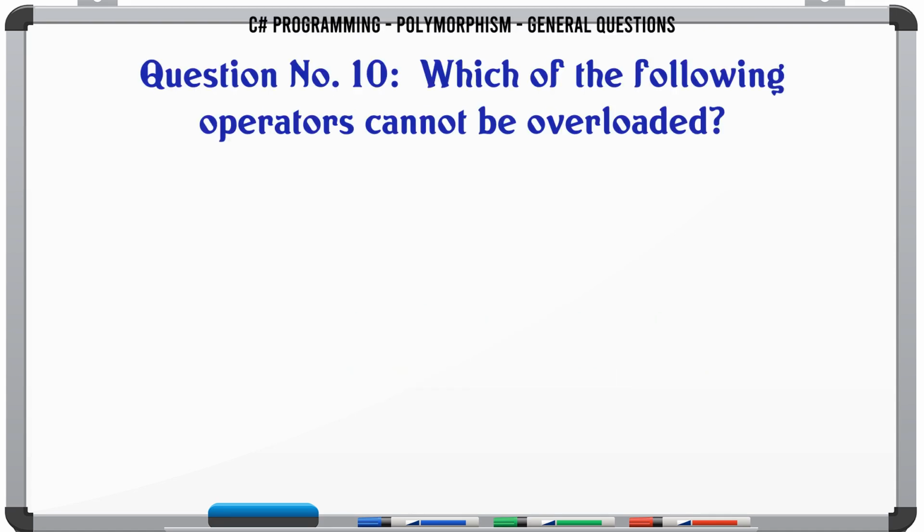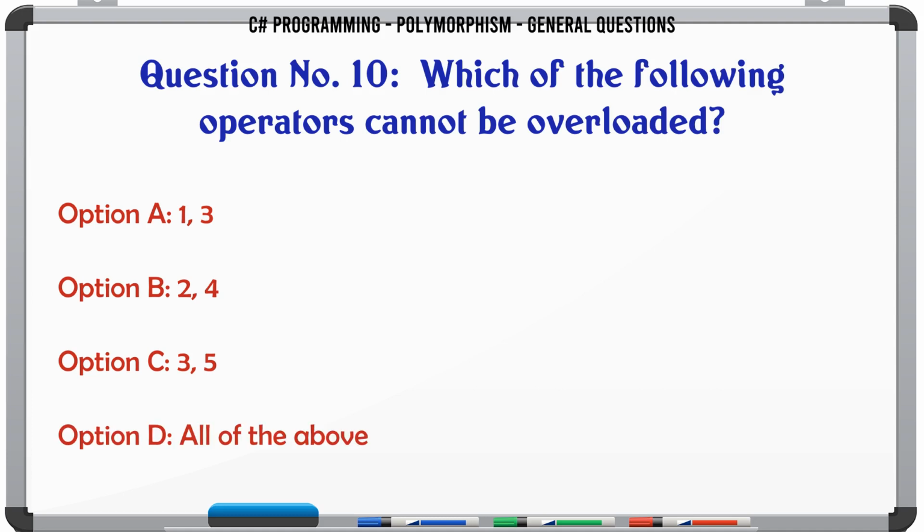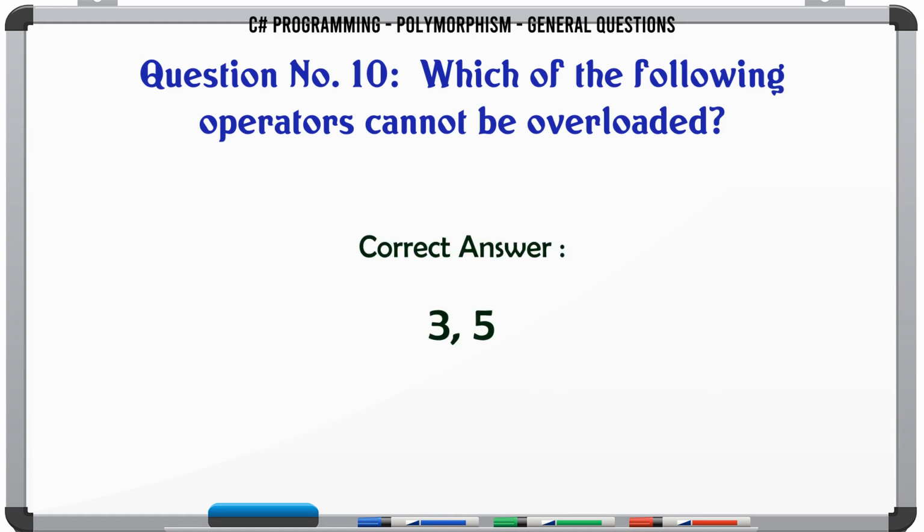Which of the following operators cannot be overloaded? A. 1 3, B. 2 4, C. 3 5, D. All of the above. The correct answer is 3 5.